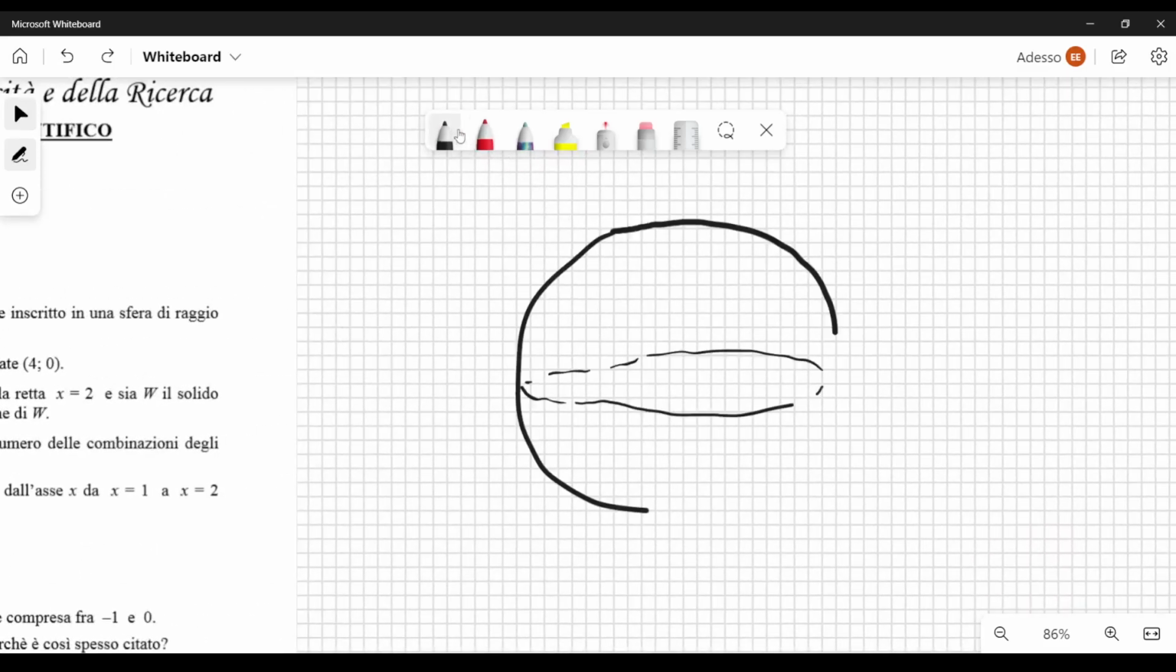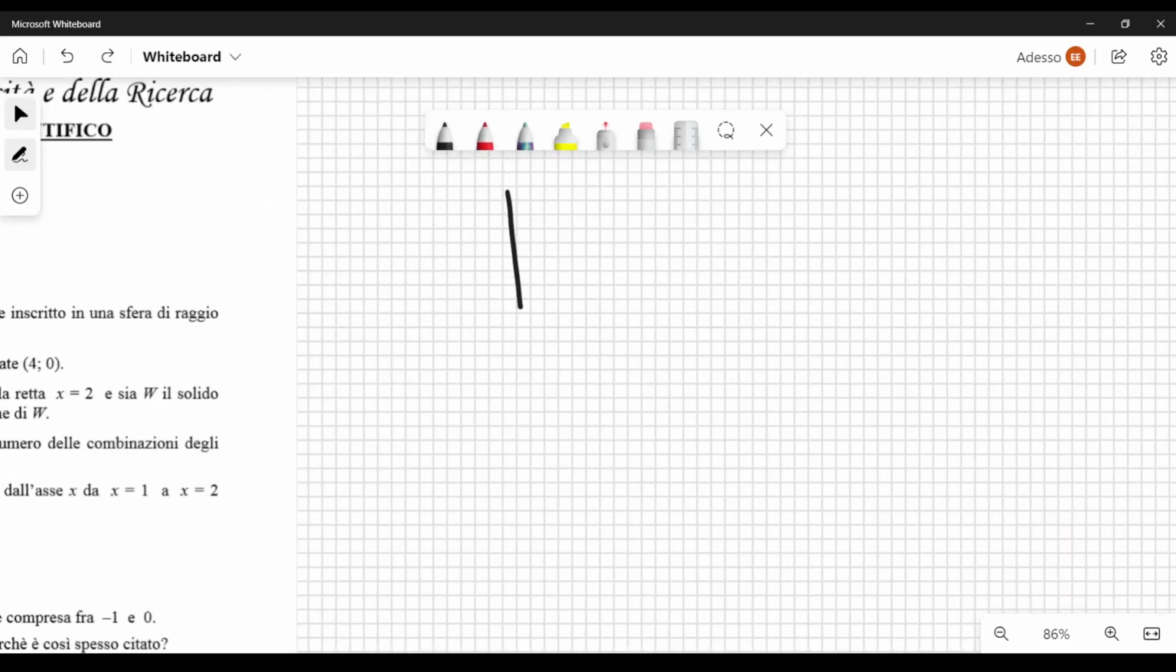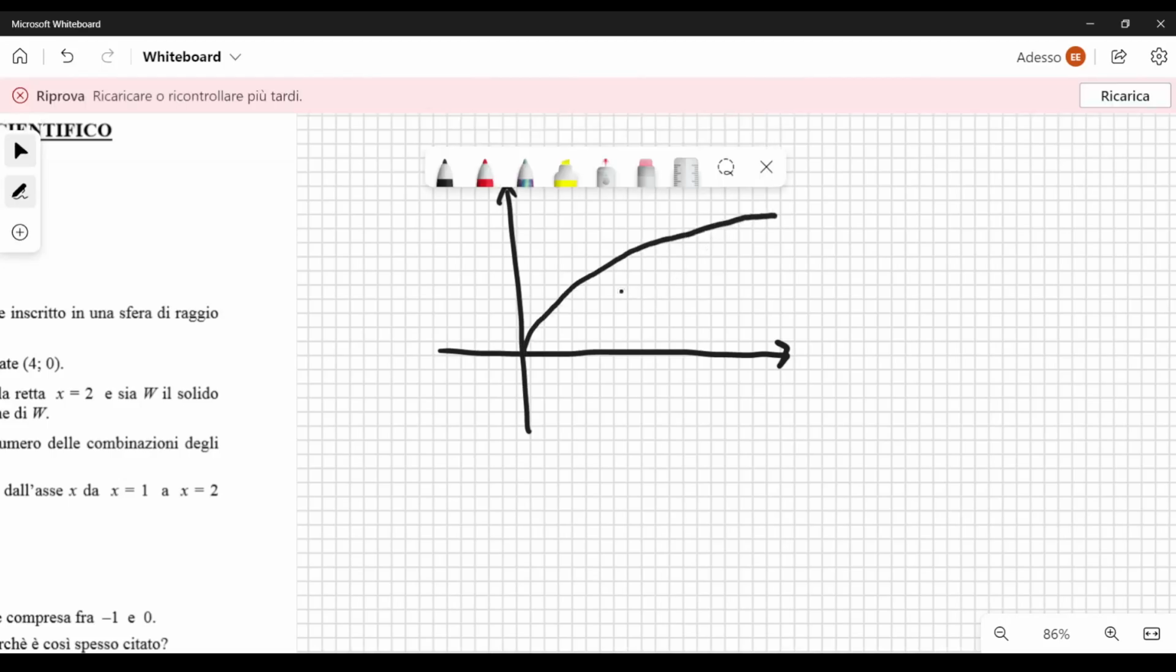We have the function y equal to the square root of x, which behaves more or less like this. So this is y equal to square root of x. This is the x-axis, this is the y-axis. And we want to find a point on the curve, somewhere here, for example, such that its distance from the point (4, 0) will be minimized. So we want to minimize this distance here, from this point to the curve.